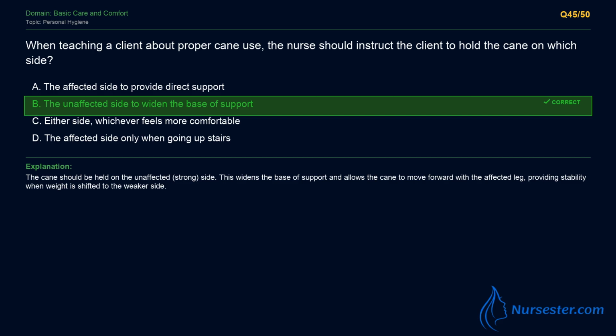The correct answer is B. The cane should be held on the unaffected, strong side. This widens the base of support and allows the cane to move forward with the affected leg, providing stability when weight is shifted to the weaker side.